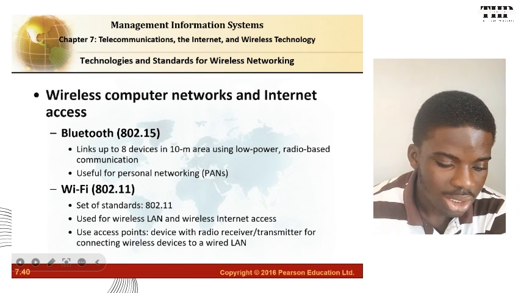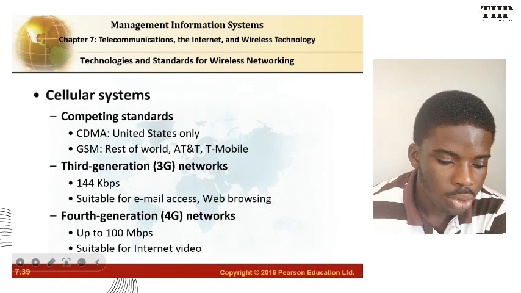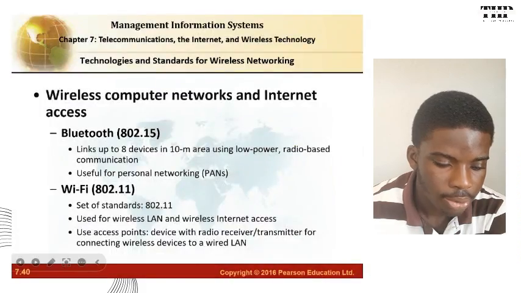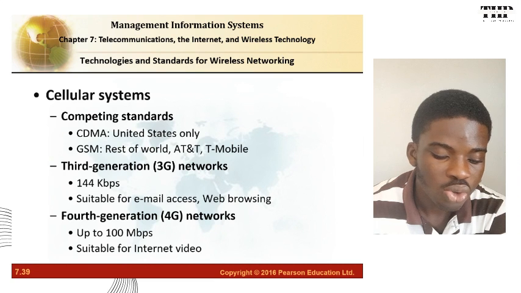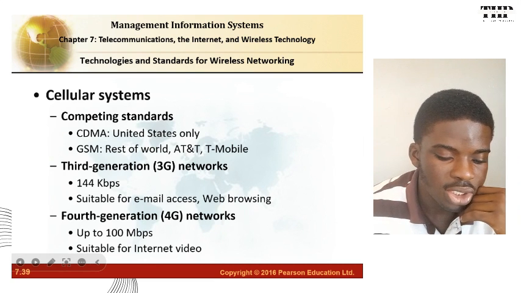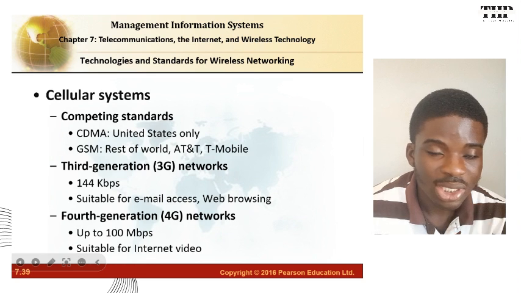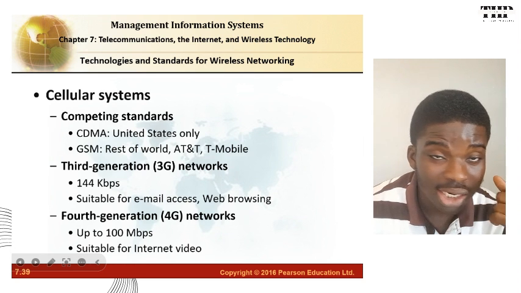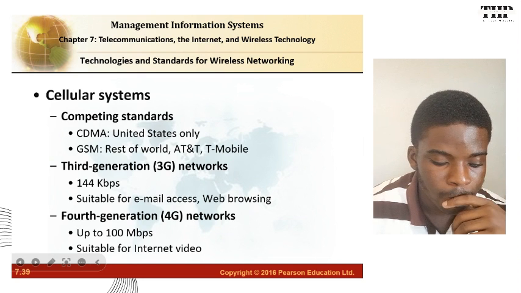Wireless computer networks and internet access. So yeah, the first was cellular systems. Right? Cellular usually has to do with mobile phones. So this is how wireless networking works on the phones, right? We have 4G, 3G, you know what these things are. And the standards here are CDMA and then GSM. So these are the standards.